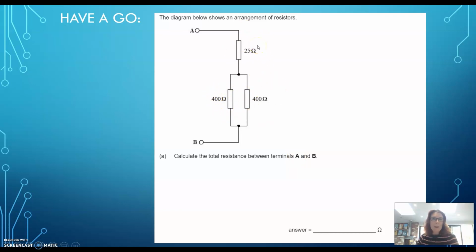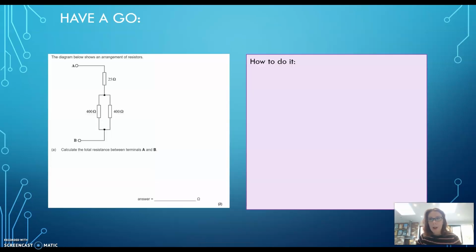If you want to have a go at it yourself, you can press pause and do that now, or if you want to work through it with me, you can do it on the next slide. So this is how you do it. You need to do the parallel bit first and then add it to the series bit.